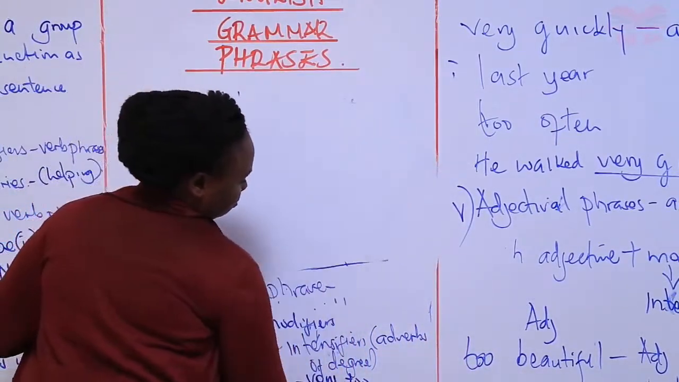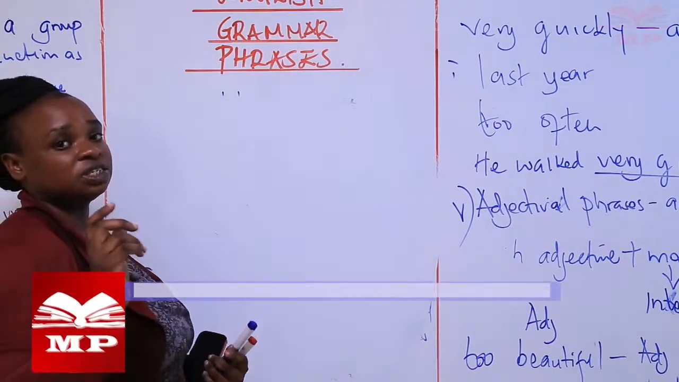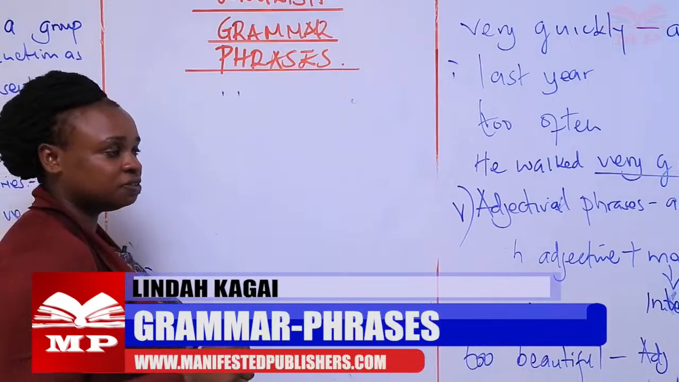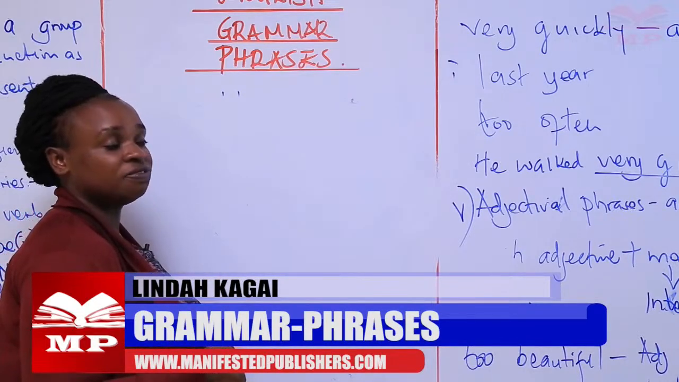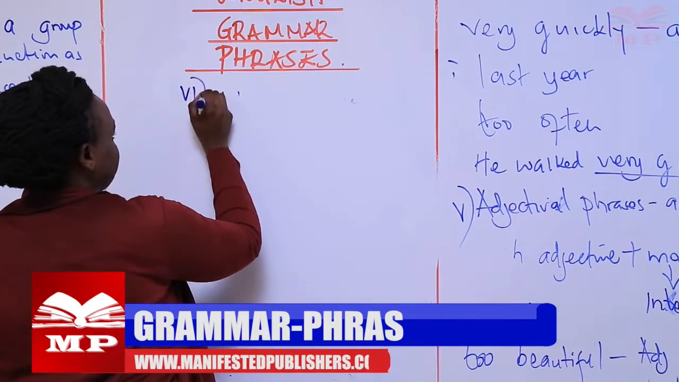A participle phrase. We've said that phrases can function as nouns, they can function as verbs, as adjectives, as prepositions. And again, they can also function as a participle.